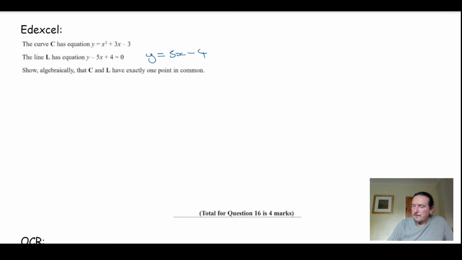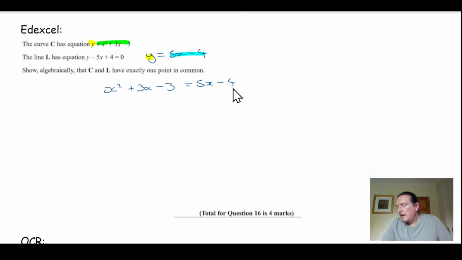So again, I've got y is equal to this thing here, and I've got y is equal to this thing here. So if y is equal to that and y is equal to that, then those two things must be equal to each other. So I can say then that x squared plus 3x minus 3 is equal to 5x minus 4. Okay, and so again, next thing to do is to bring everything to one side.